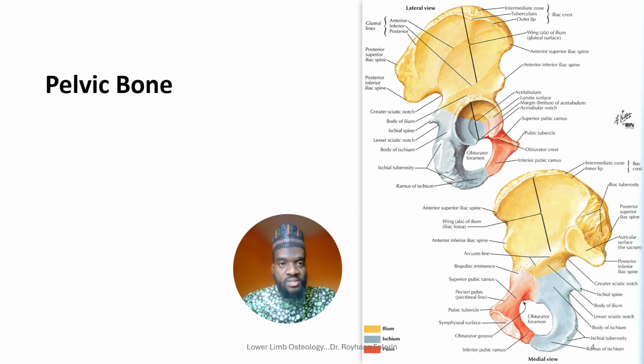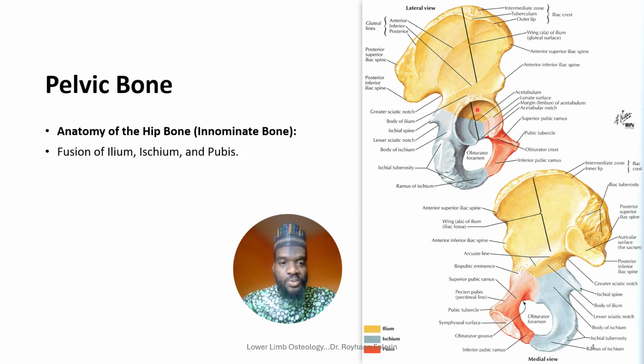On each side, the pelvis consists of a single bone. It used to be known as the innominate bone. It's also referred to as the hip bone. So it is a single bone.